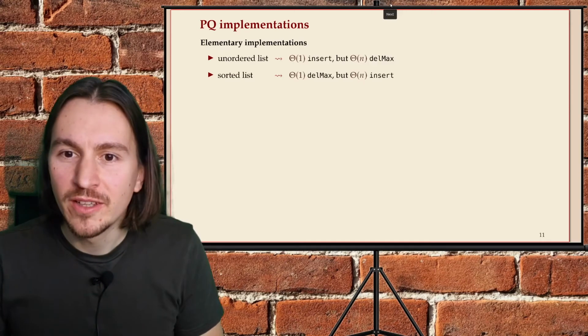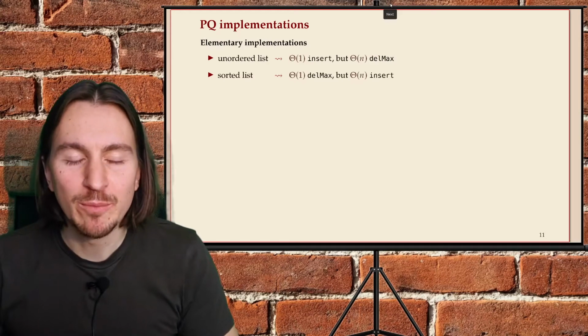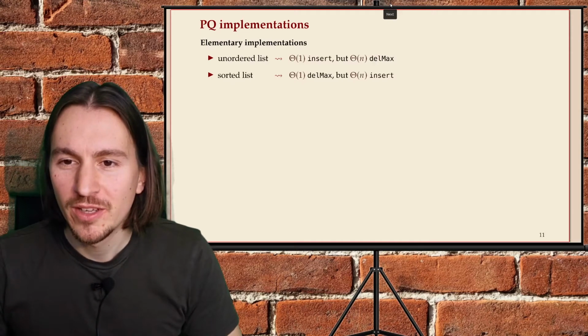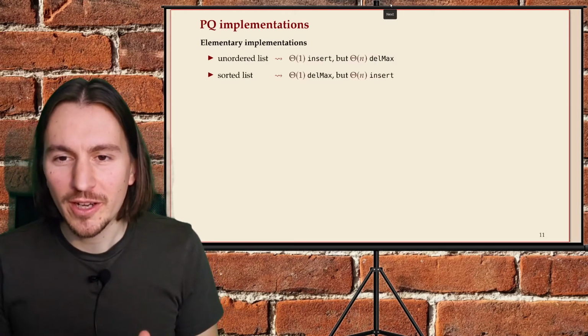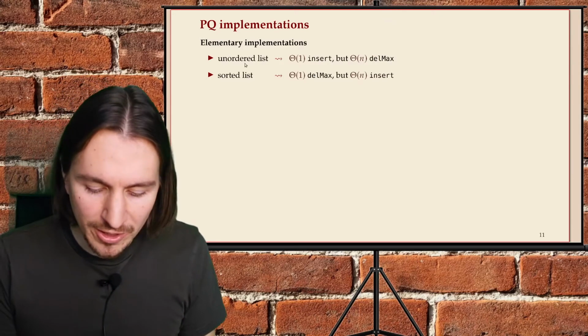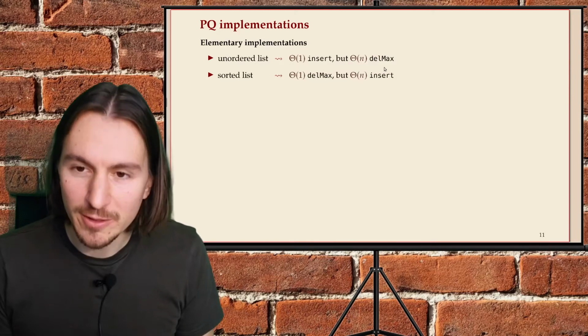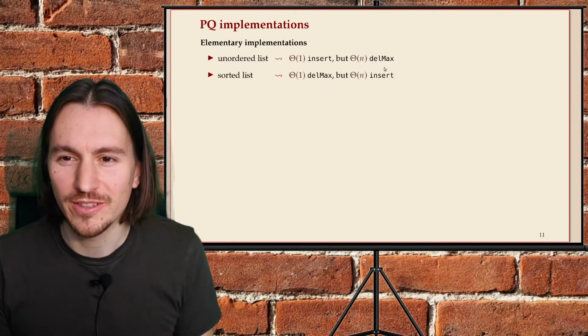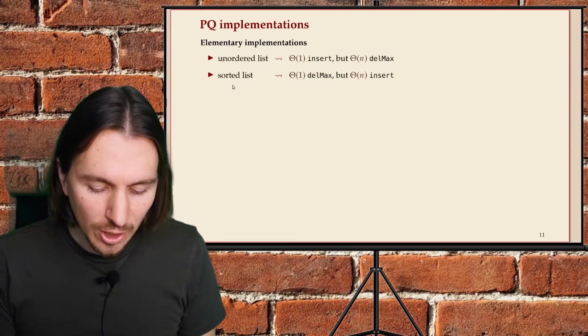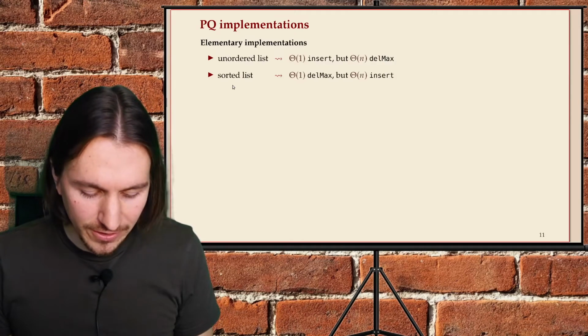And let's now look at how we can implement priority queues. First of all, we can do very elementary things. We can keep an unordered list of items. Then it's cheap to insert, but for delete max, we have to scan the entire list. Not very interesting. The opposite is we can keep a sorted list.